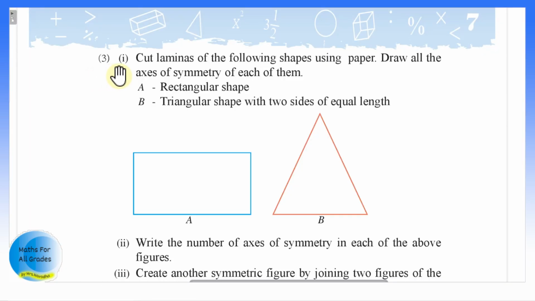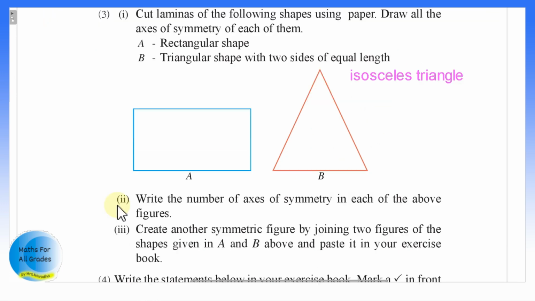Question number 3, Row number 1. Cut laminas of the following shapes using paper. Draw all the axes of symmetry of each of them. A is a rectangular shape, B is a triangular shape with two sides of equal length. What do we call a triangle with two equal sides? We call it an isosceles triangle. Row number 2, write the number of axes of symmetry in each of the above figures.